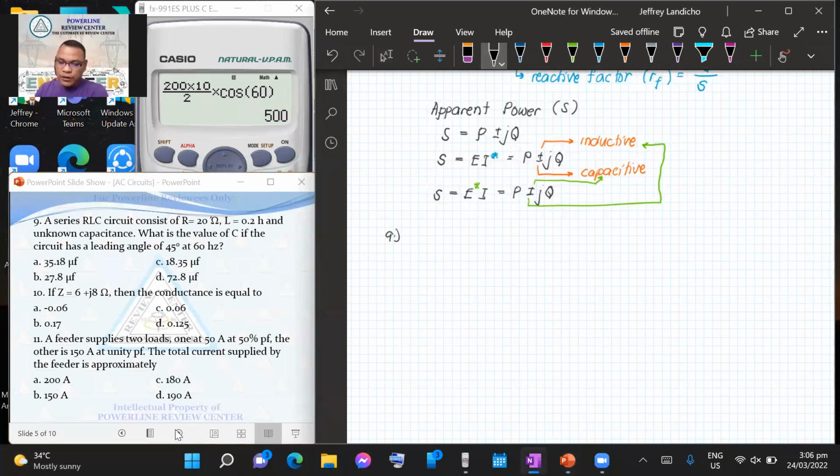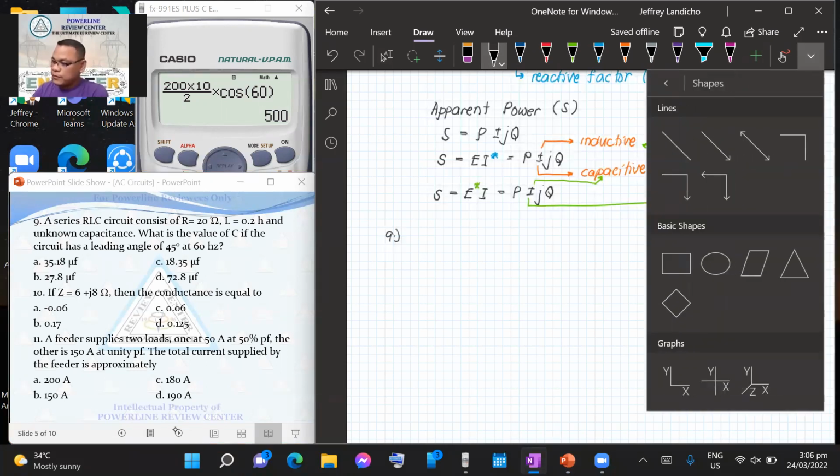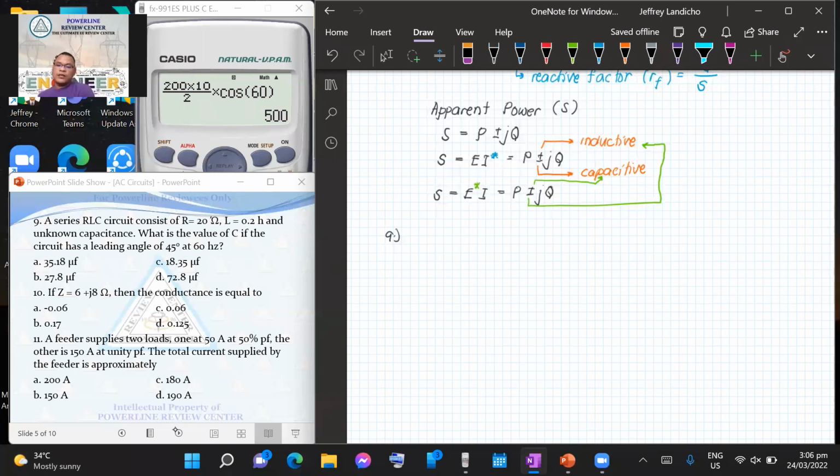So for problem number 9, we have a series RLC. The series RLC consists of a resistance of 20 ohms, an inductance of 0.2 Henry, and a known capacitance. What is the value of the capacitance if the circuit has a leading angle of 45 degrees at 60 hertz?